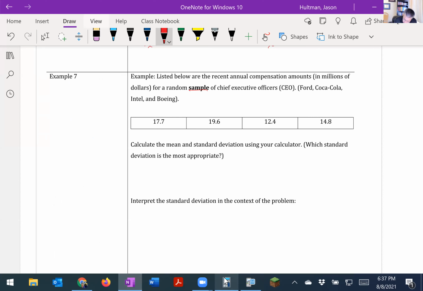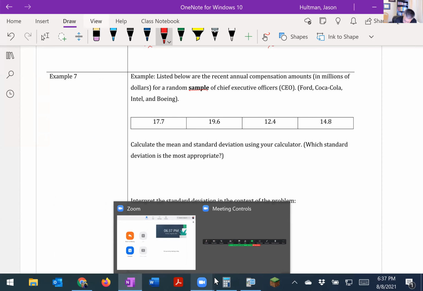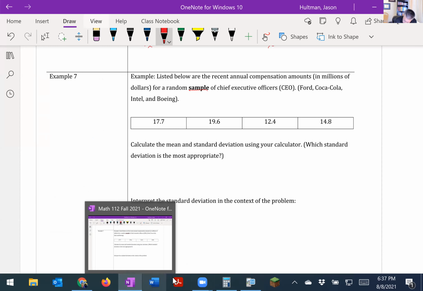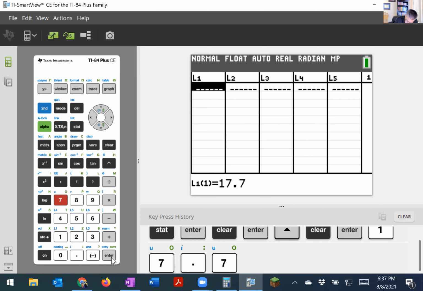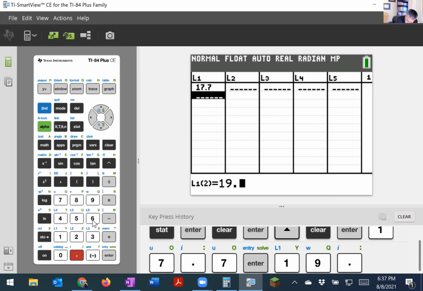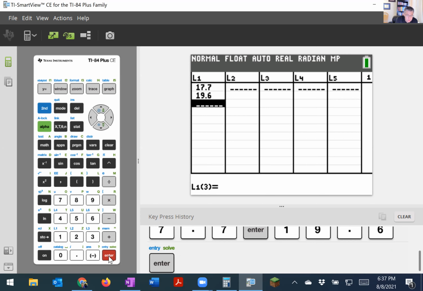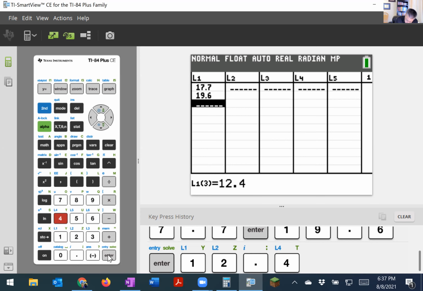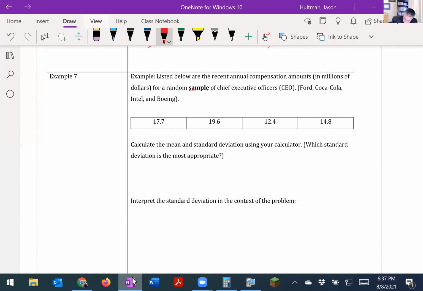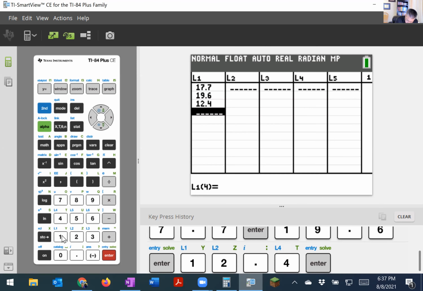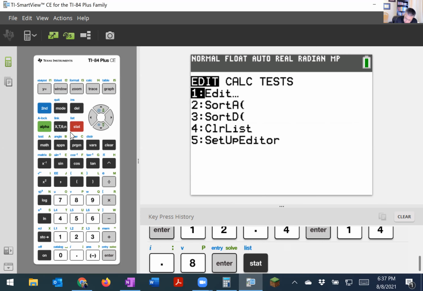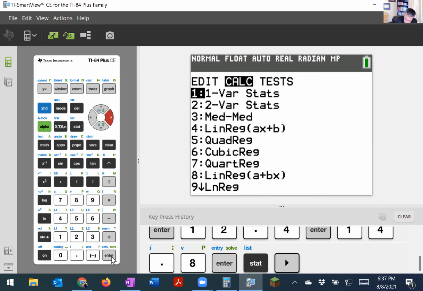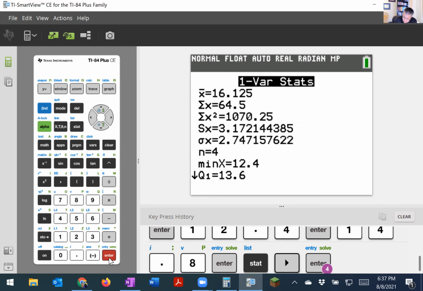So 17.7, enter, 19.6. I believe the next one was 12.4. And then what was the last one? 14.8. Okay, and then I'm going to hit stats, go to calc, and hit enter, enter, enter, enter, four enters.